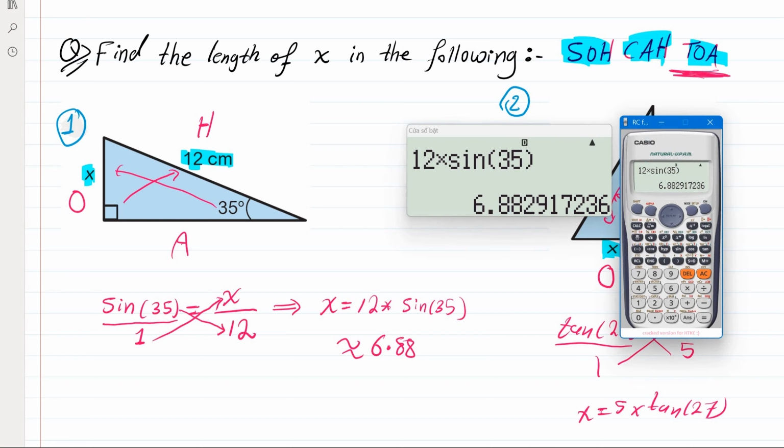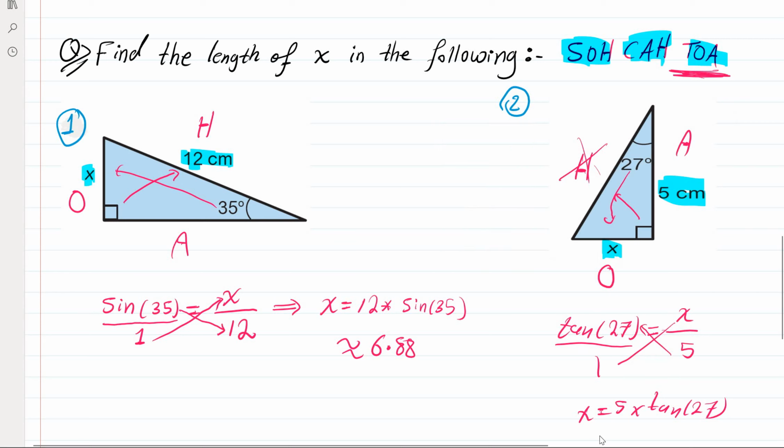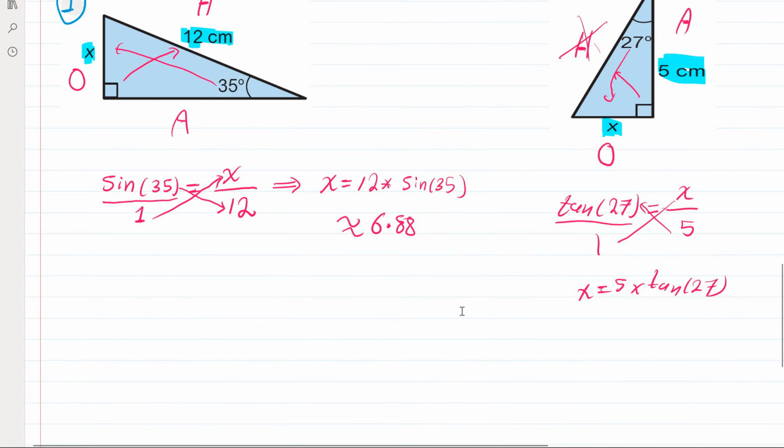By calculator, again. Students, I paused the video just to find out the answer. So we did it by calculator. The answer is x equals, if you round to the nearest two decimal places, the final answer is 2.55. It's actually 2.547, but if you round, it equals 2.55. This is going to be the final answer.